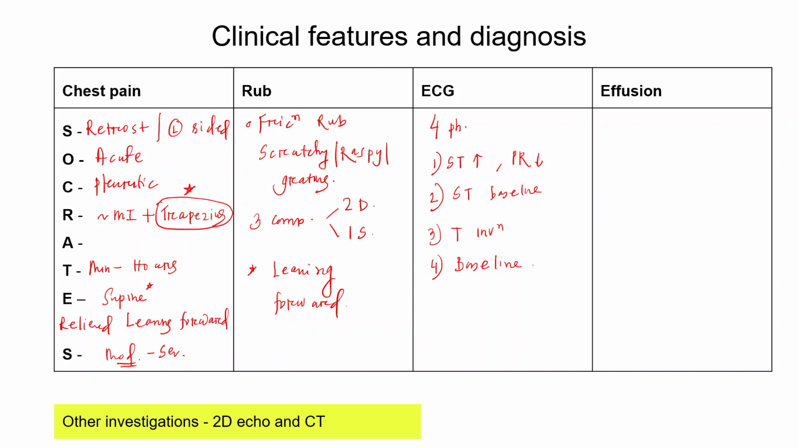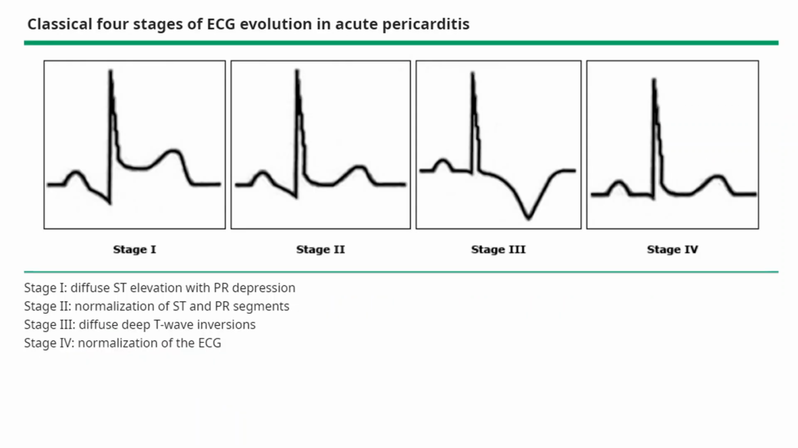That means the findings are not persistent. The findings that we see in the ECG in cases of acute pericarditis are not persistent. After some time, it will resolve and the ECG will become normal.